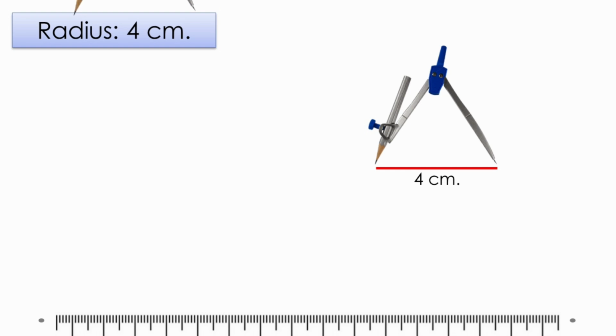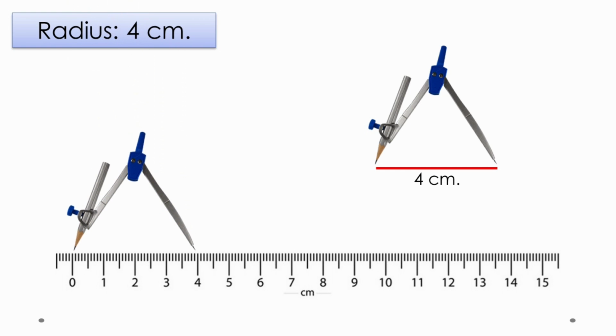For that, place the compass on the ruler in such a way that the pointer is placed at the 4 centimeter mark and the pencil at the other end touches the 0 centimeters mark. So this way, the compass will be open for 4 centimeters.